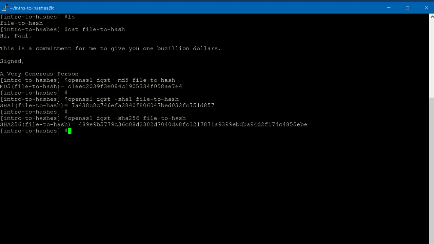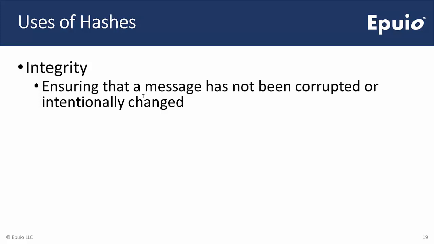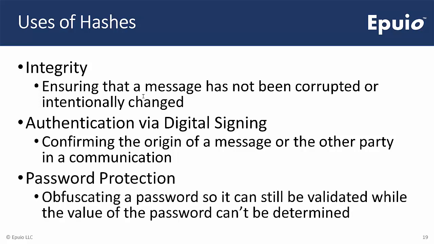So what we're going to do now is switch over here. And I just want to talk a little bit about some of the uses of hashes. One of the important ones is integrity, making sure that you know when a message has been corrupted or intentionally changed. You can also use it for authentication via digital signing. And as I mentioned earlier, we're not going to talk about digital signatures and authentication in this session. I plan on doing a separate presentation on digital signatures, just so that we have enough time to cover that topic. And another one is password protection and using hashes to actually protect passwords.